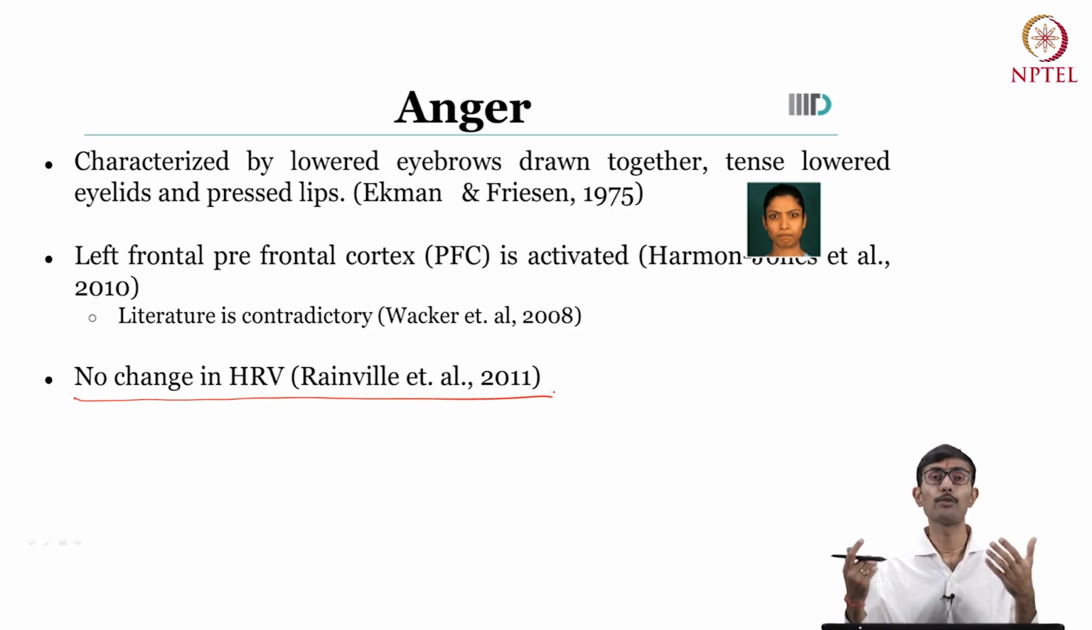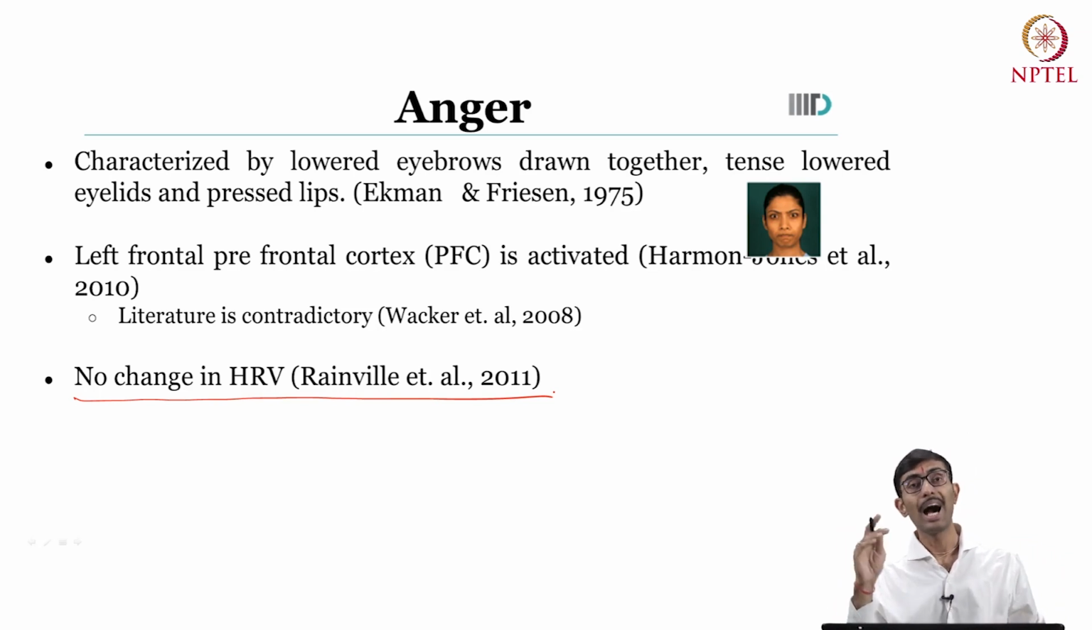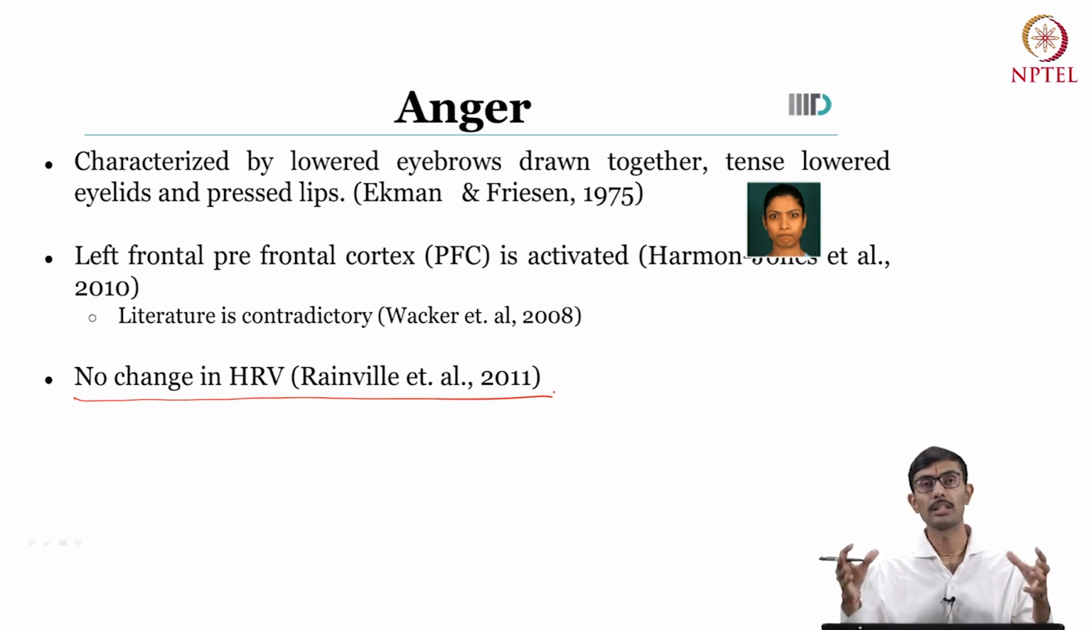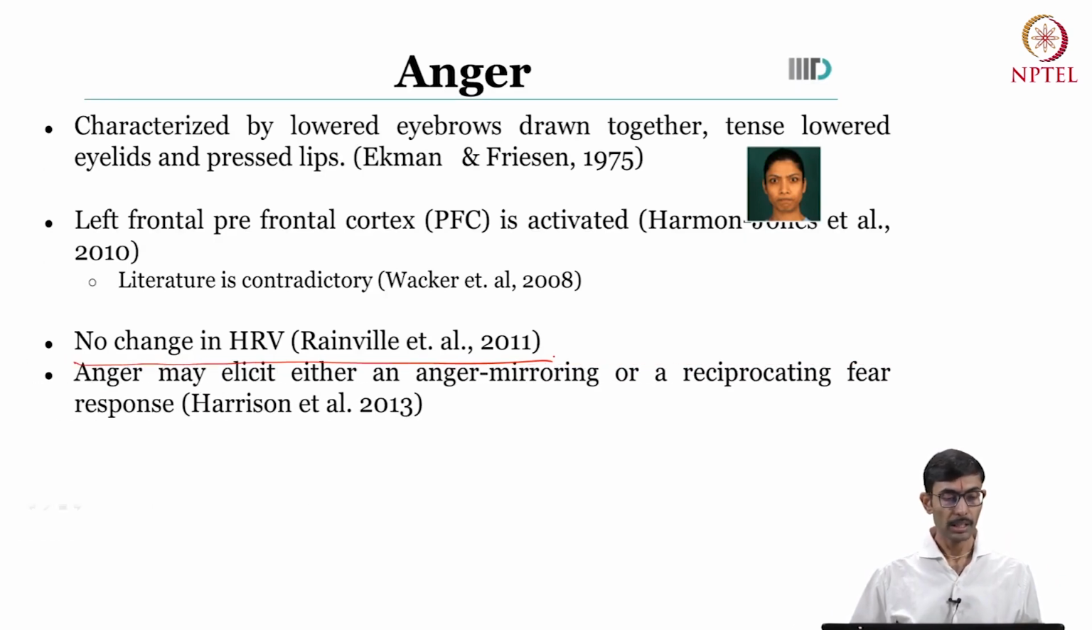But for example, if you are looking at other modalities, such as the heart rate variability, in the case of the anger emotion we are not going to observe any change in the heart rate variability, but in the case of the fear emotion, we will be observing a reduced heart rate variability, right? So that is how different modalities help you to characterize a particular emotion, right?